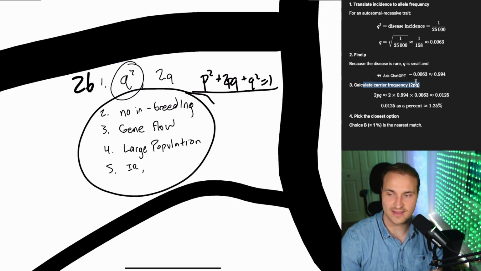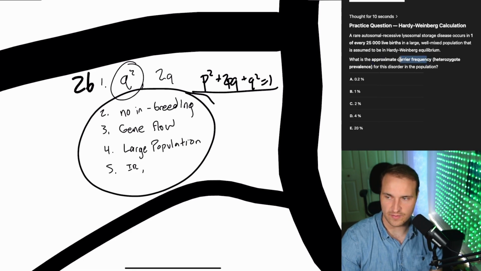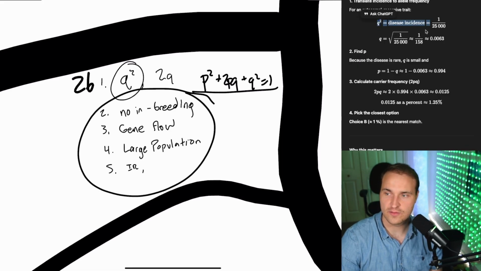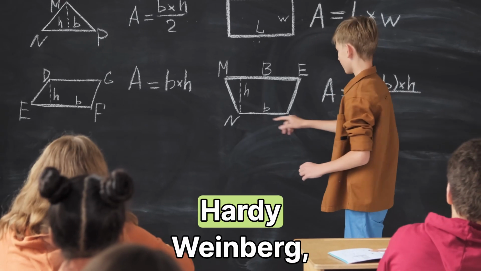And then we can calculate the carrier frequency just by doubling that and, of course, multiplying it by 0.0063 because those have to add up to 1, and you get our final answer, which is option B. That would be the approximate carrier frequency, heterozygote prevalence. 2pq, where we find q from doing the square root of the disease incidence. We do 1 minus q to find p, and we multiply them together. There you go. Hardy-Weinberg, done.